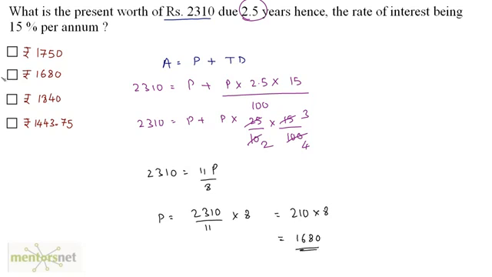So the answer is option B, rupees 1680, which is the present worth.